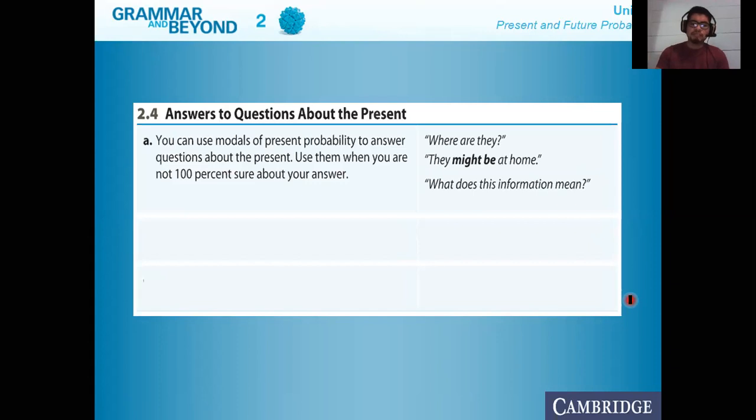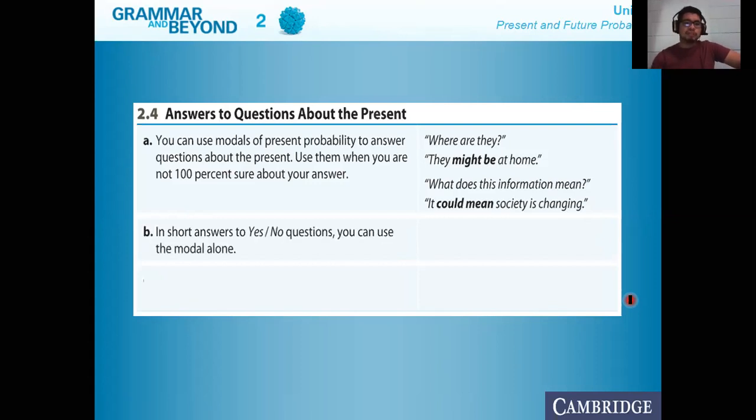What does this information mean? It could mean society is changing. It's your interpretation, it's your guess, it's what you believe that may be the meaning of that kind of information. In short, to yes and no questions, you can use the model alone. For example, in this case, do they know about this?